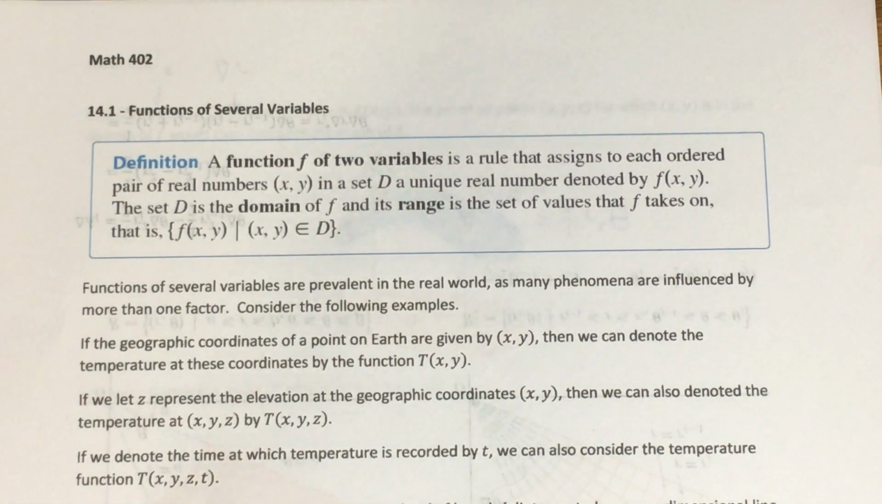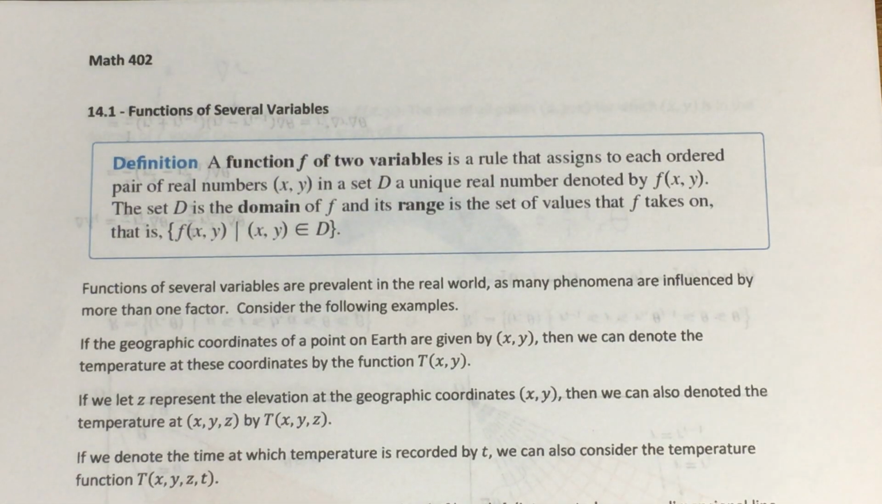Okay, so we're starting chapter 14 now, and we're going to spend a solid chunk of time here. There's a lot to cover in chapter 14, a total of 8 sections, and this is where we really start getting into the multivariable part of this course, multivariable calculus.